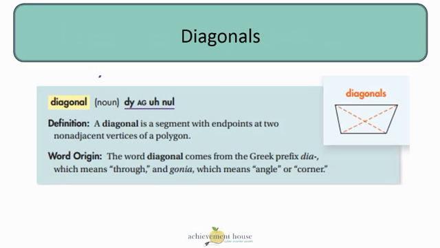Just a review: a diagonal is a segment with endpoints at two non-adjacent vertices of a polygon, meaning they're not next to each other.